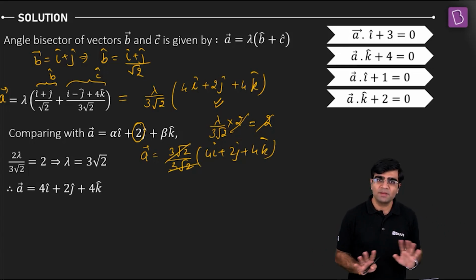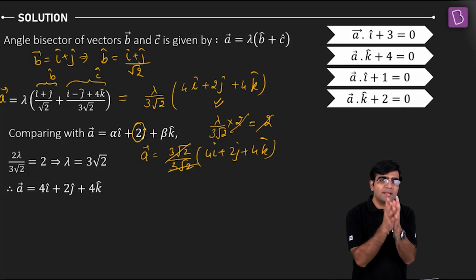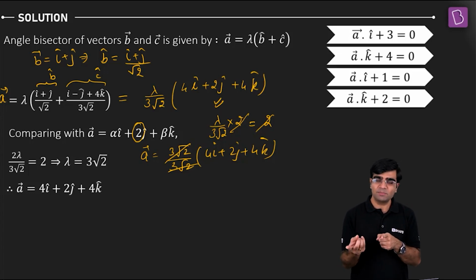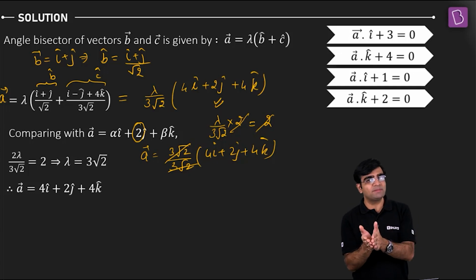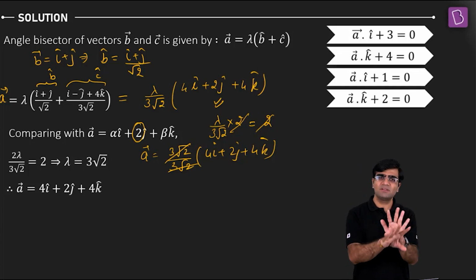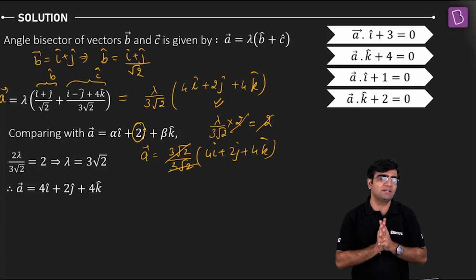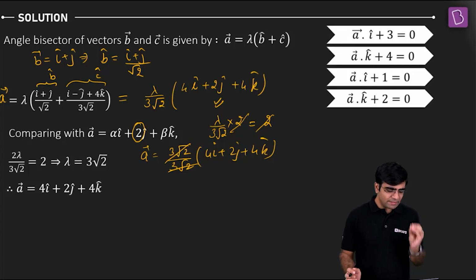Guys, sorted everyone? The key takeaway for this question was that the angle bisector between vector B and vector C is B cap plus C cap, direction wise. So in general, I will assume the vector as lambda times B cap plus C cap. Lambda is the general magnitude and B cap plus C cap is the direction in which that angle bisector vector will be moving. Okay. So we got vector A finally as 4i plus 2j plus 4k.